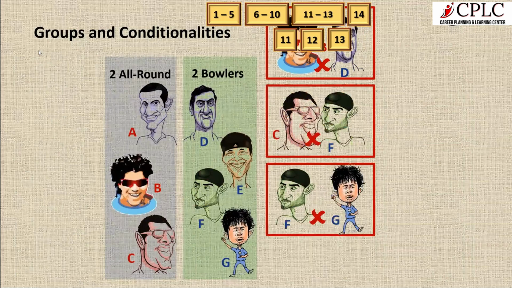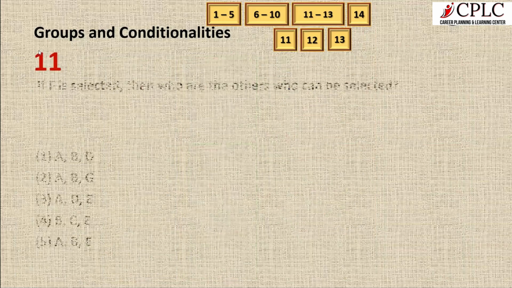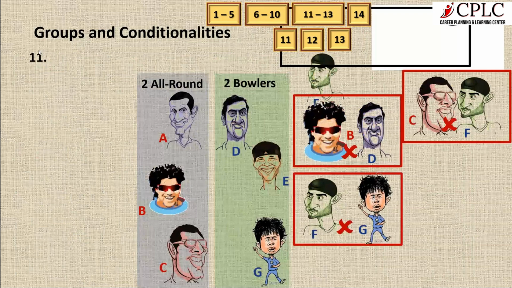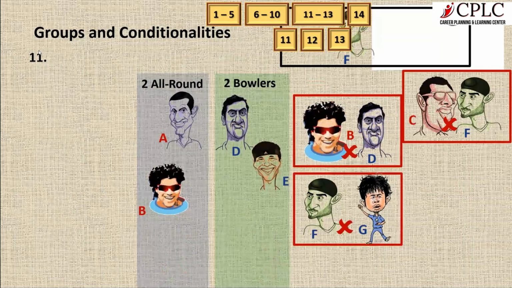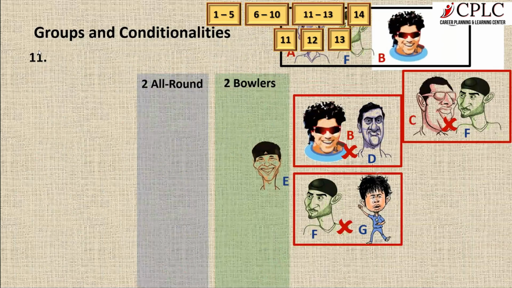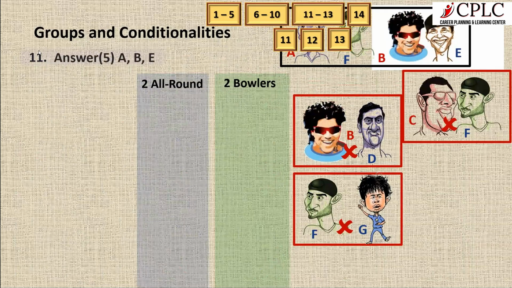Let's move to the question now. If F is selected, then who are the other members who can be selected? So if F is selected, that means F is there in the team. If F is selected, C and G cannot be selected. Hence, we will eliminate their possibilities and we need 2 all-rounders. So A and B will definitely come in the team and E will also be in the team. Hence, A, B, E, F is the team that is formed.